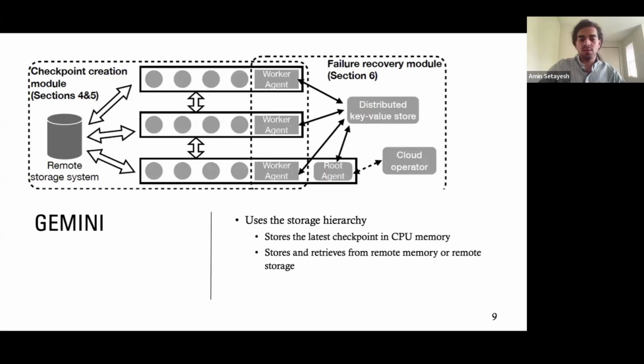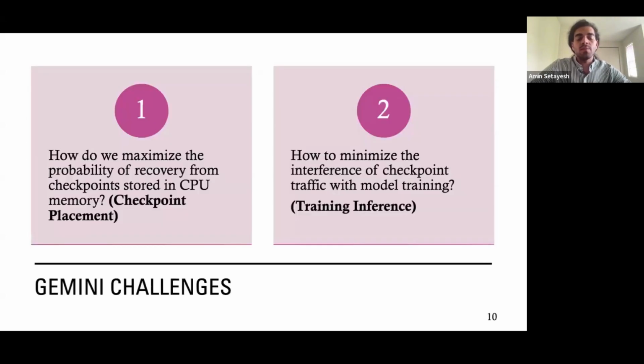And also, if that's not enough, you can use another machine's memory, or in the worst case, roll back to using the remote storage. So Gemini's main idea is doing something like this so that you can capture those checkpoints faster, and also the retrieval time is much better. But there are two main challenges to do this. One is how do we maximize the probability of recovering from checkpoints? What I mean is that it's like a caching problem, because you would like to have your checkpoints as close as possible to you.